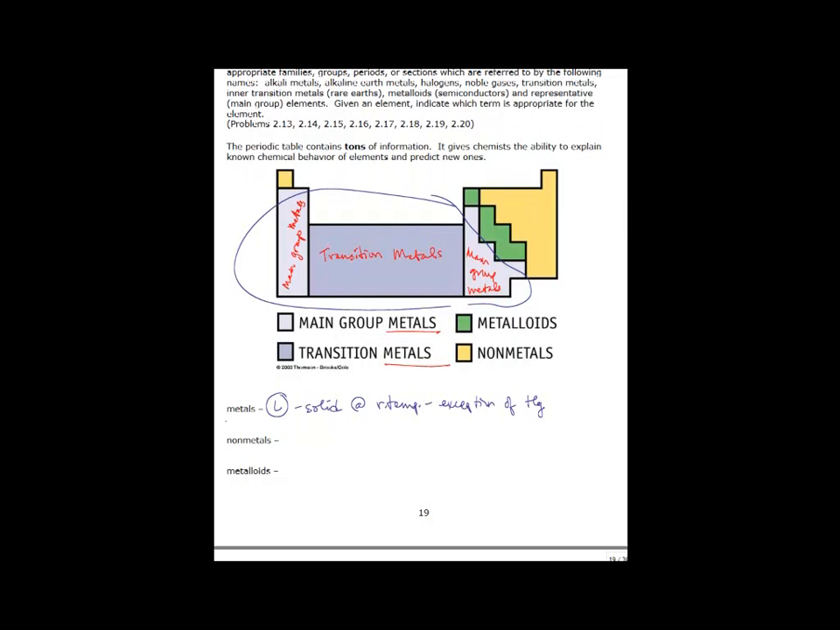So the majority of metals are solid at room temperature. There's one exception, and that is mercury. These are good conductors. They're malleable, and then they're lustrous after cutting.